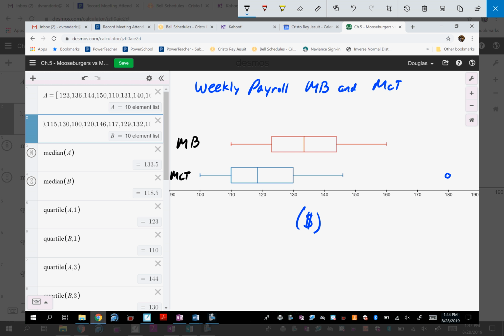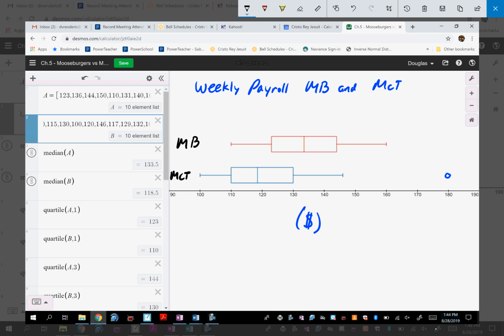Will you say it again, Dave? So he's saying McTofu because he wants to be the 180. So he's choosing that one because it has the highest weekly payroll. Now, David, when you get an entry-level job at a fast food restaurant, you're probably not going to be making the most money, right? So it's probably not going to be you. So where should you want to work? Yes, Moose Burgers, because the median is much higher than the median at McTofu.